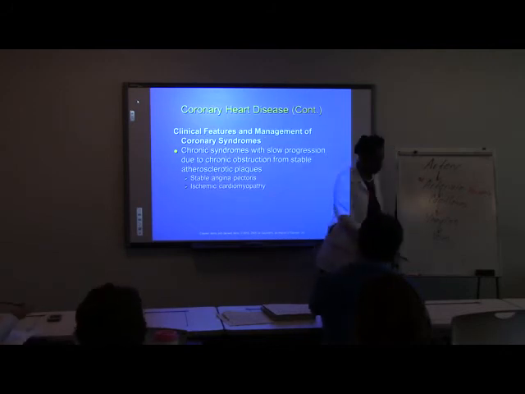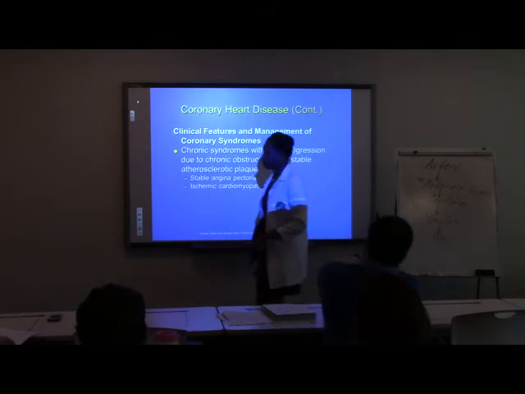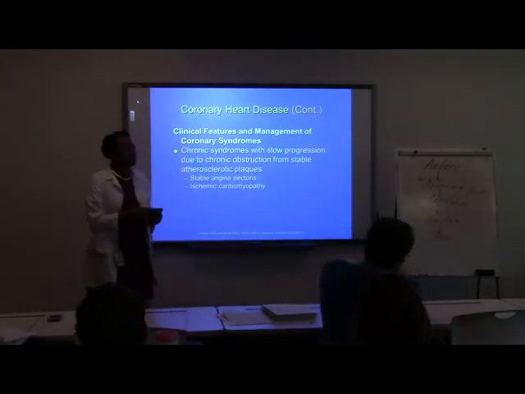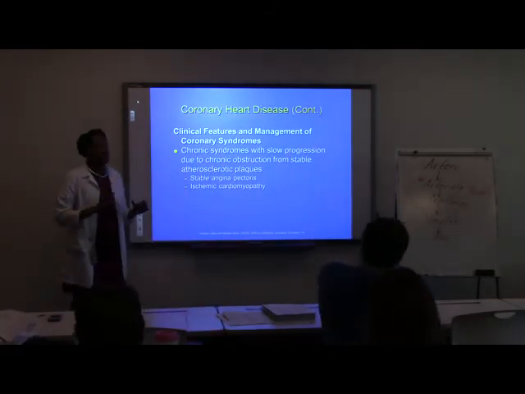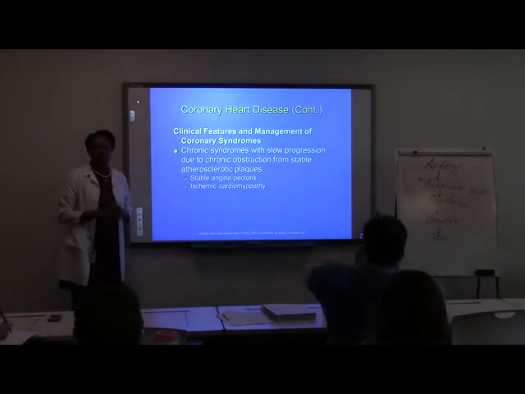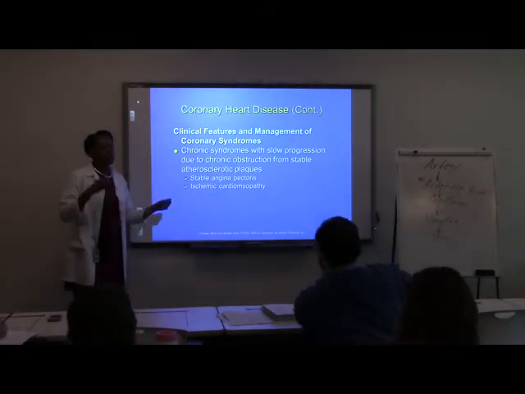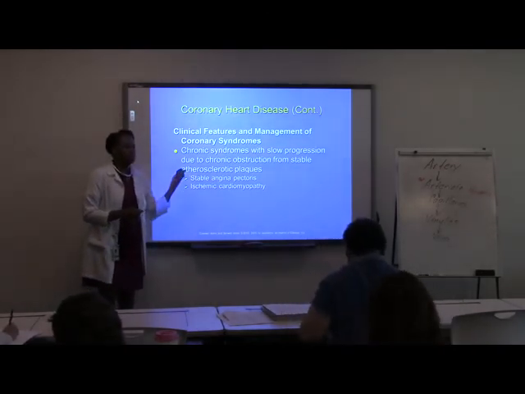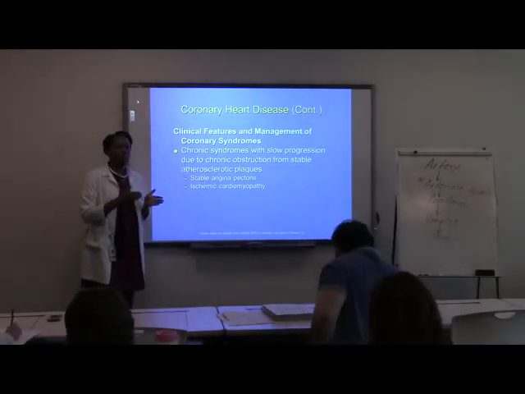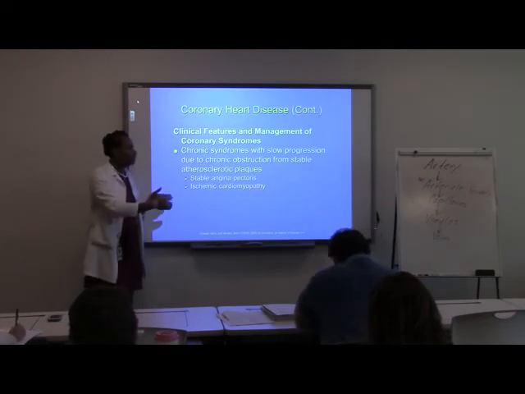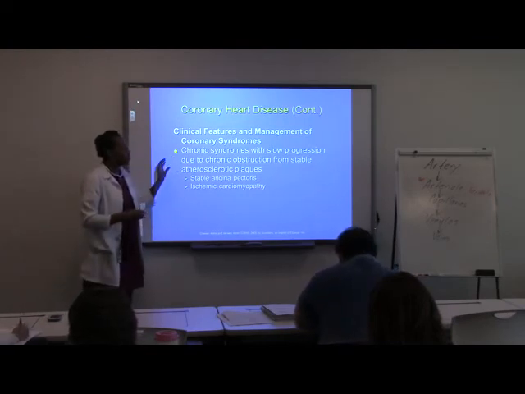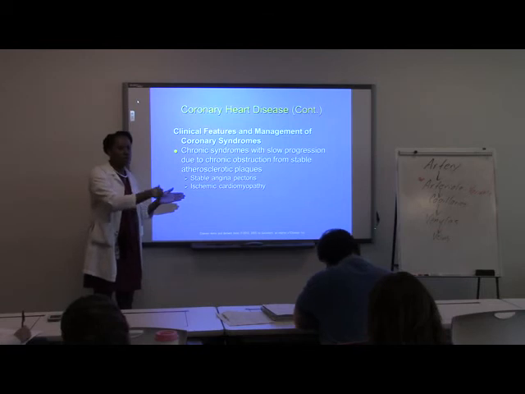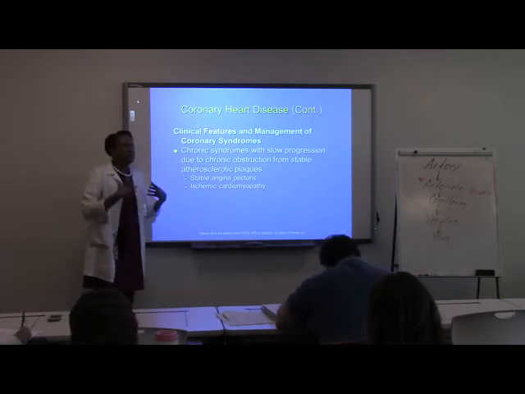Now, let's get to the fun part. The first disorder we're going to talk about is coronary syndromes. We're going to break it down into chronic and acute coronary syndromes. Chronic diseases have a slow progression. This is a situation where a person slowly develops an atherosclerotic plaque that leads to a coronary syndrome.